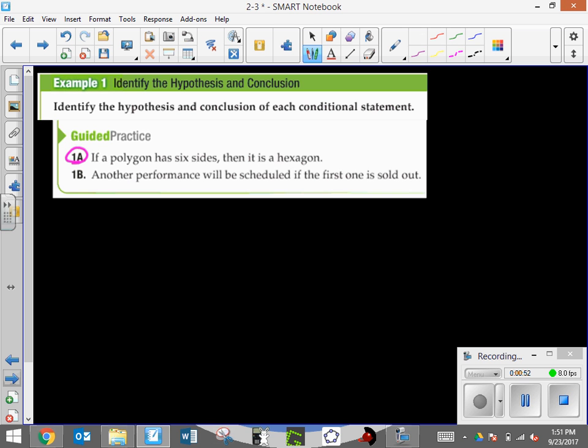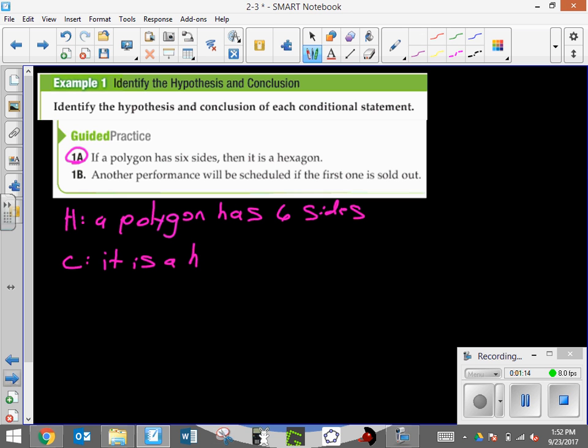I'm going to say that my hypothesis is a polygon has 6 sides. And then my conclusion is, if my polygon has 6 sides, then we're going to call it a hexagon. So it is a hexagon.